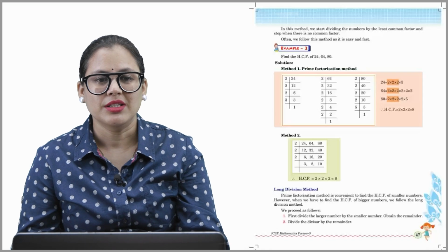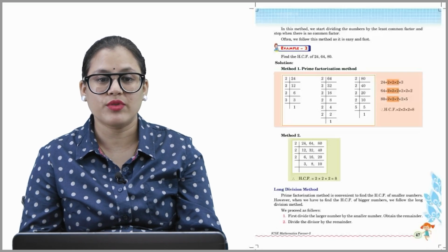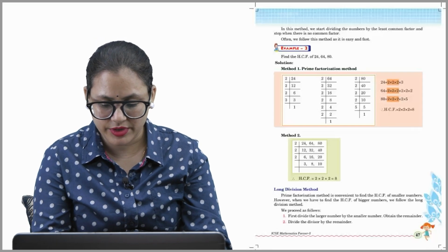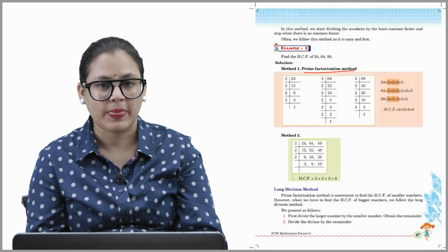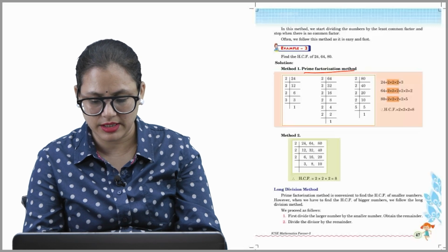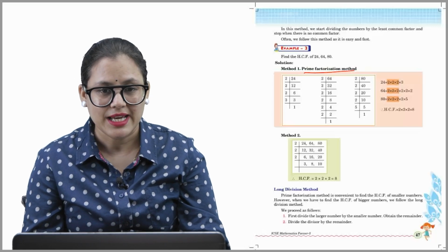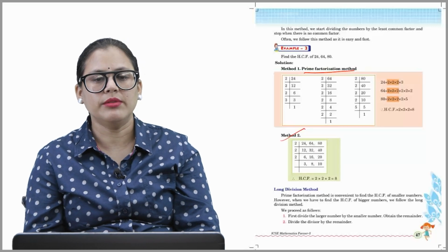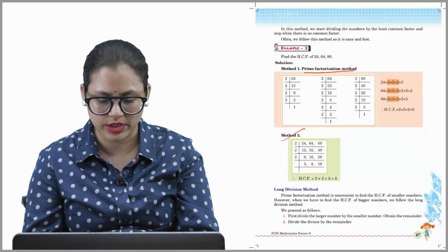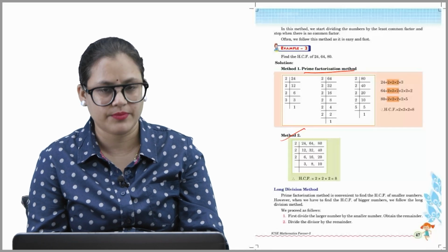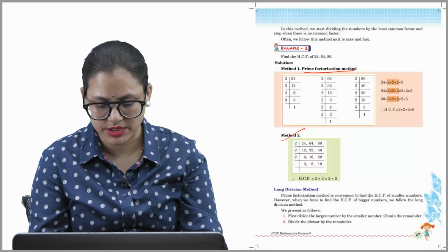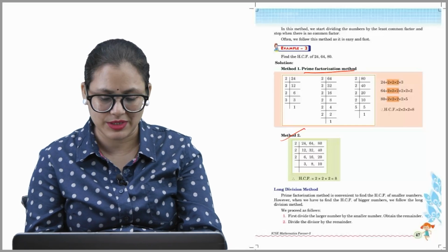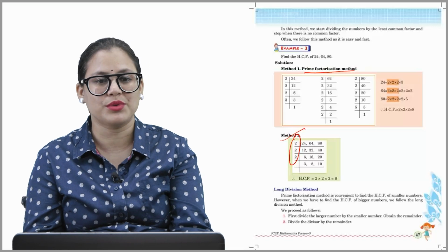Example 2. In example 2 also we have to find the HCF, of 24, 64 and 80. Method 1 is the prime factorization method. Then we will find the common factors and multiply all the common factors, right? Method 2 is, here also we will find the prime factors, but we will not further divide all these numbers because now there is no common factor which can divide all these three numbers. So the HCF is 2 into 2 into 2 equals 8.